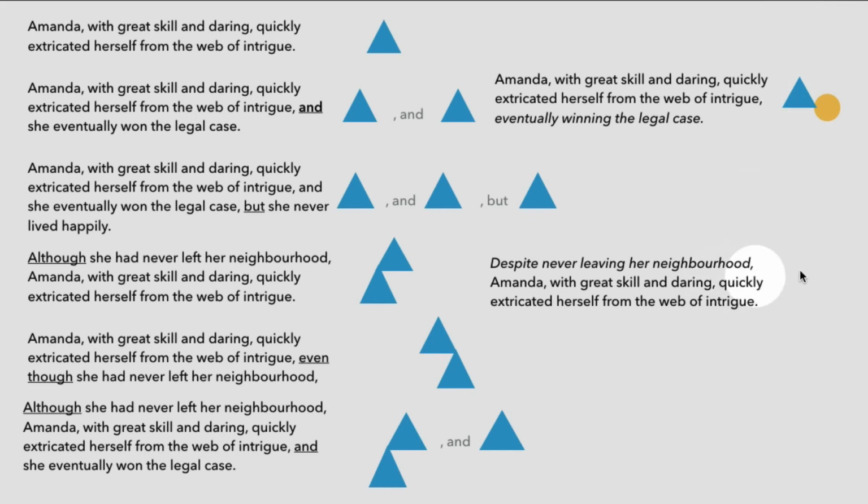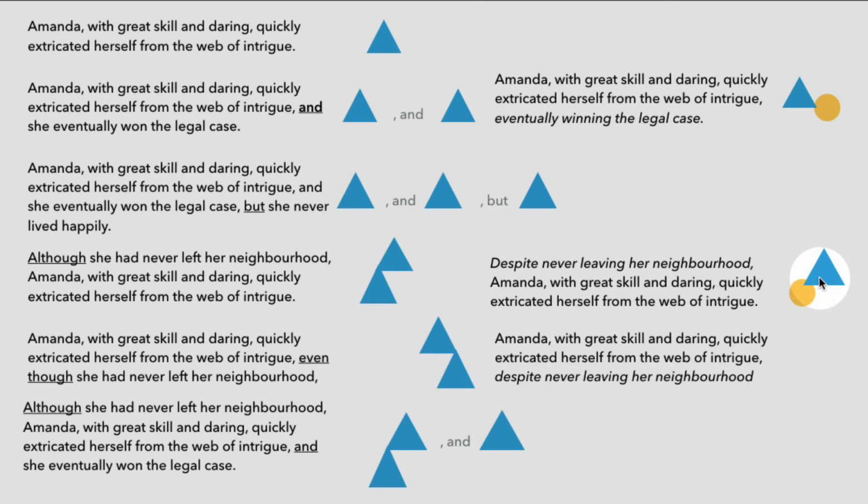Here's another example. Despite never leaving her neighborhood, Amanda with great skill and daring quickly extricated herself. So now you have the dependent non-finite clause at the front. Notice the way it's been written here is unlike the way it had been written here. As a consequence, there's a different kind of connection here. So this is a non-finite clause attached to a finite clause. And finally, there's one more example here which also shows something like that.